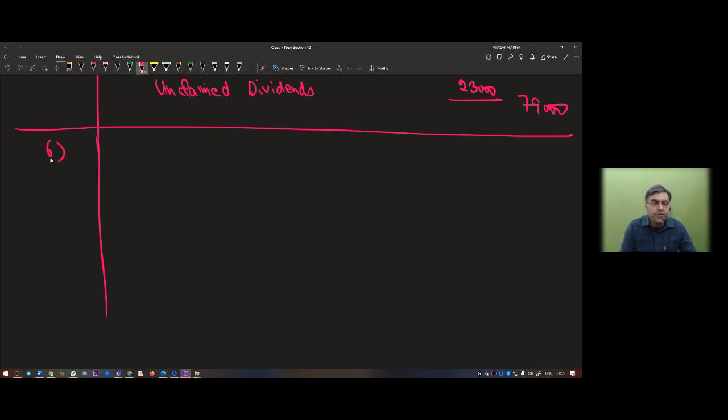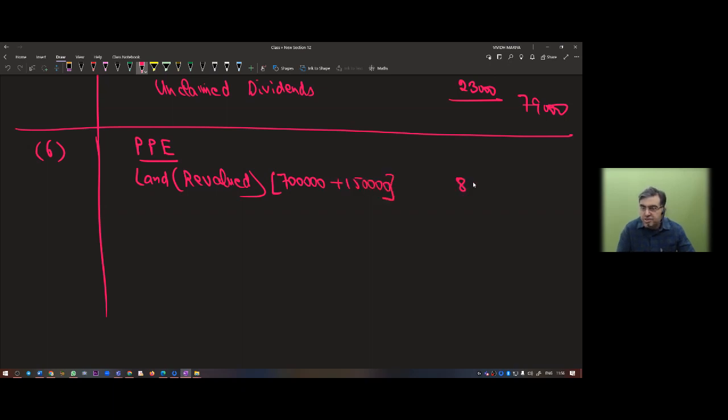We continue with note number 6, that is regarding PPE. I will say land revalued. So this is 7 lakhs plus 1,50,000. It is 8,50,000.